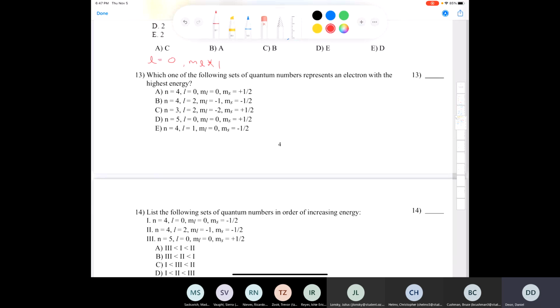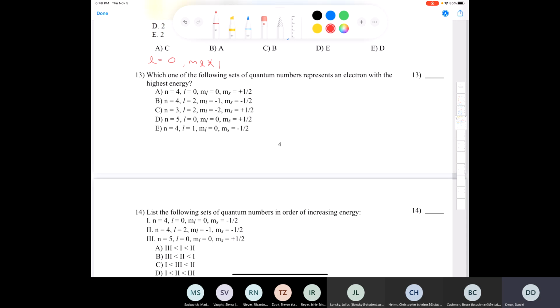The next question says, which of the following sets of quantum numbers represents an electron with the highest energy? Remember that we increase in energy as we go across the periodic table. As we go from one element to the next, we're increasing in energy. And so we have to figure out which set of quantum numbers represents the highest energy electron.